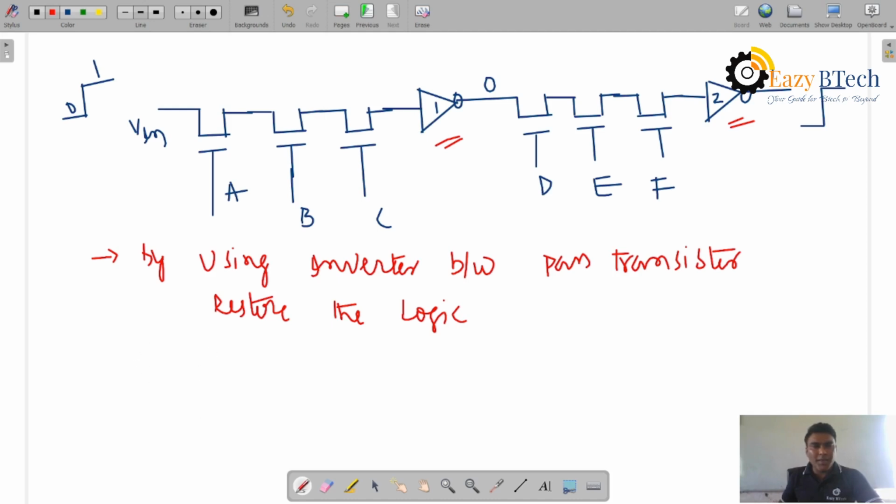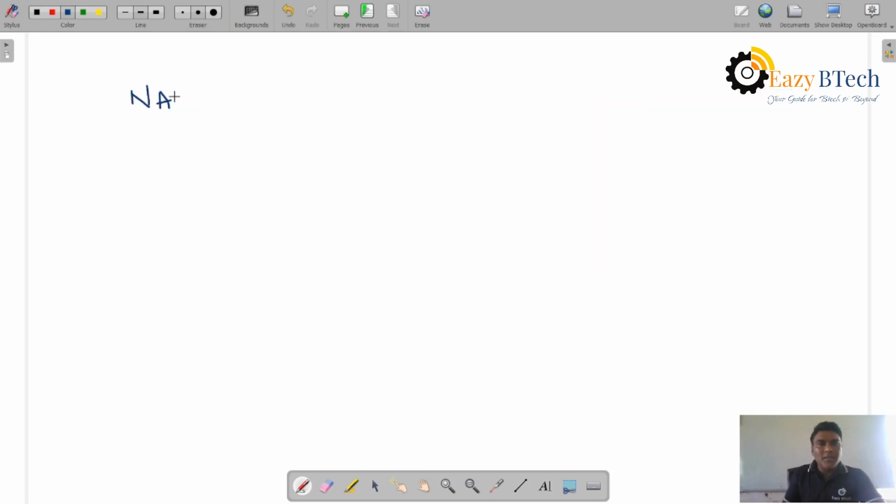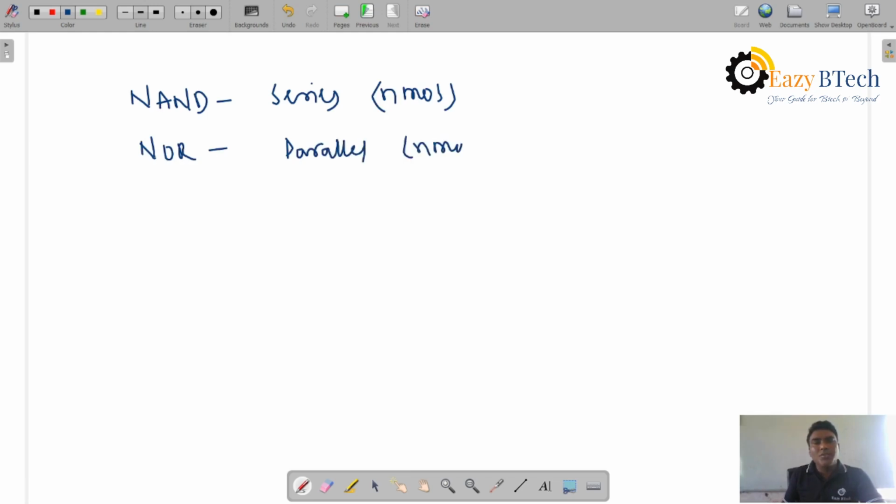We can also design to restore the logic by using a NAND gate and a NOR gate. NAND is a series connection, NMOS series connection. NOR gate is a parallel connection, NMOS parallel connection. In NMOS series or parallel connections of pass transistors, as we saw before, the threshold voltage VT is affected.